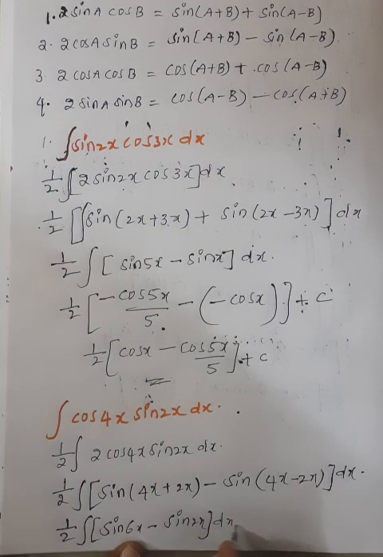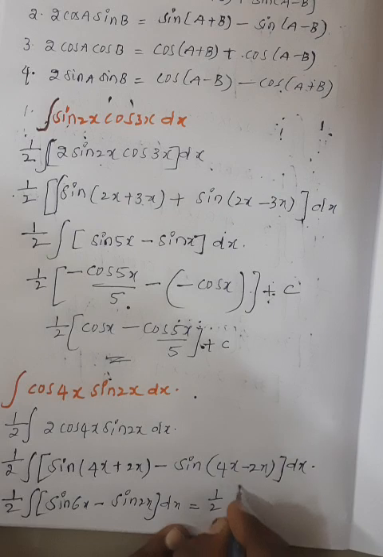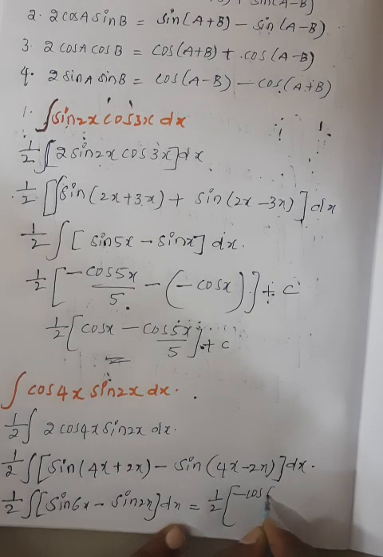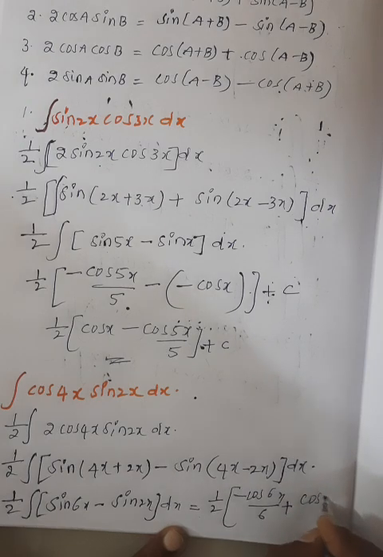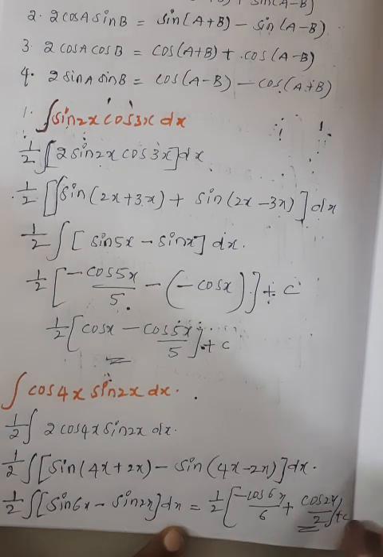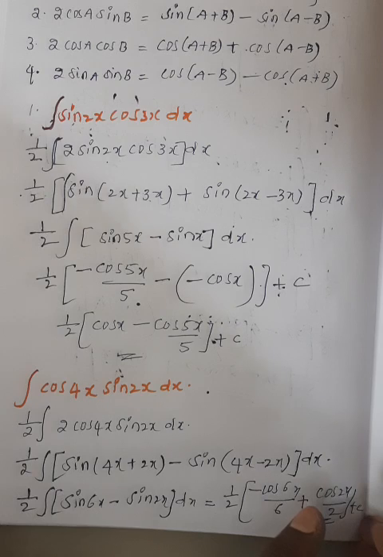dx. So which is equal to 1 by 2 into, so integration of sin 6x is minus cos 6x by 6. Similarly, sin 2x is minus cos 2x by 2. So minus into minus will become plus cos 2x by 2 plus c. So which is our final answer for the given question, integration of cos 4x into sin 2x dx.